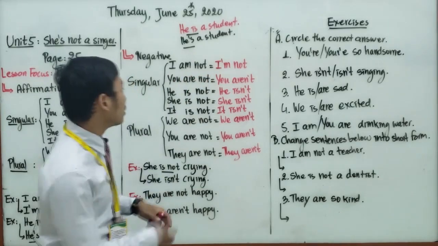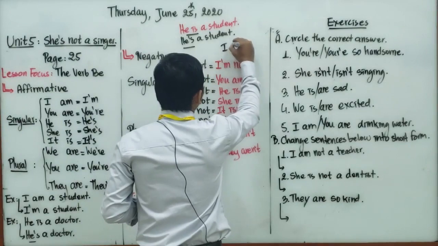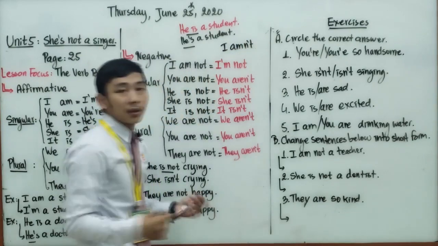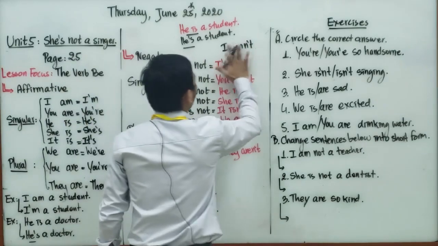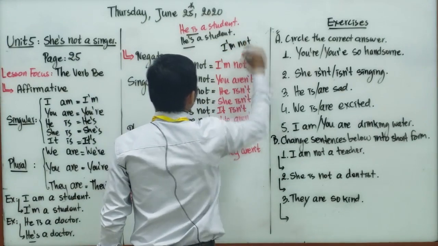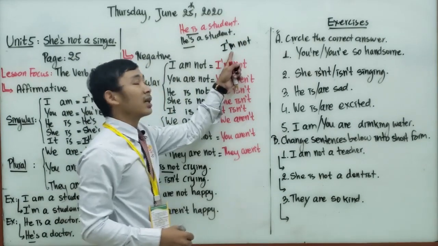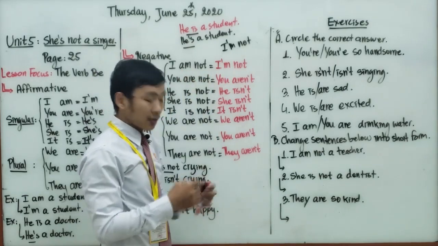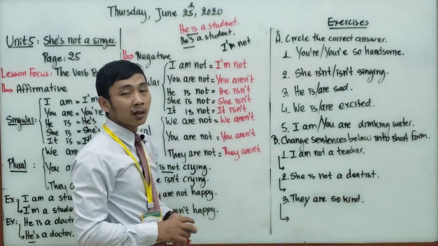We do not write like this: I am, and then you put an, and then like this. No. Okay? We do not put it like this. We have only one form: I, apostrophe, m, and then put not. Okay? This one is the way that you can write the short form in this one: I am not equals I'm not.